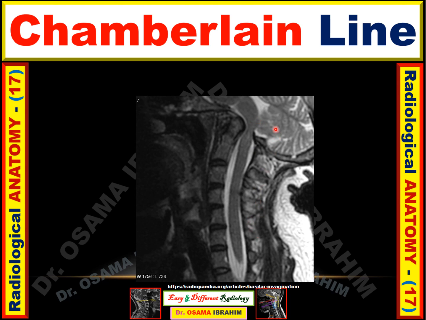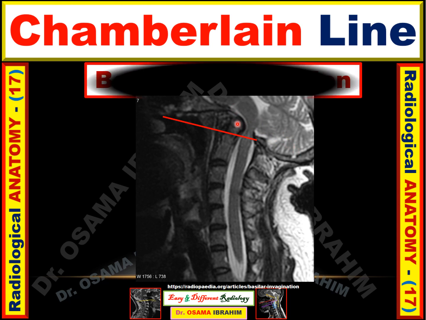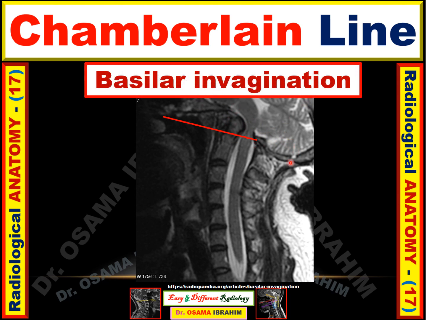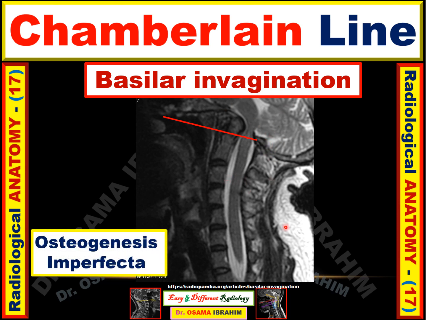As we see here in this sagittal T2 weighted MRI image, there is invagination of the dens of C2 above the level of the lines previously described. This one is the Chamberlain line. And if you look closely at the bone of the foramen magnum, there is no softening of the bone. So this is basilar invagination from a congenital cause. Actually, this was a case of osteogenesis imperfecta associated with basilar invagination, as we described before how to diagnose.